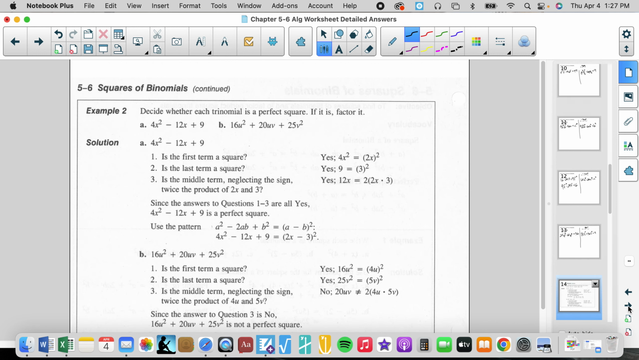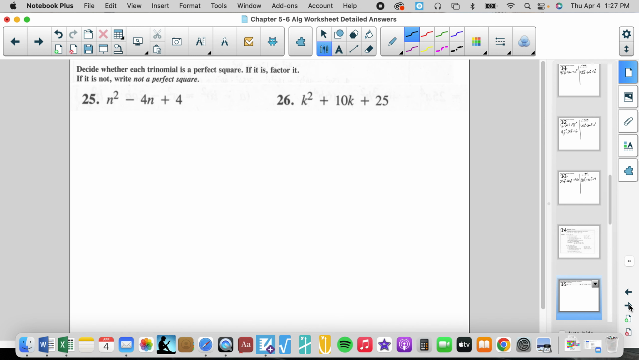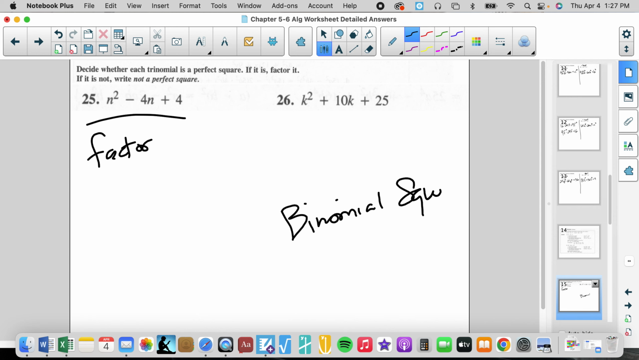All right, now, how do we recognize? What are the characteristics? And we're factoring here. So when we factor, is it a binomial? Let's write it over here. I think I did it over here. Binomial square. Is it a special case? Is it a binomial square?